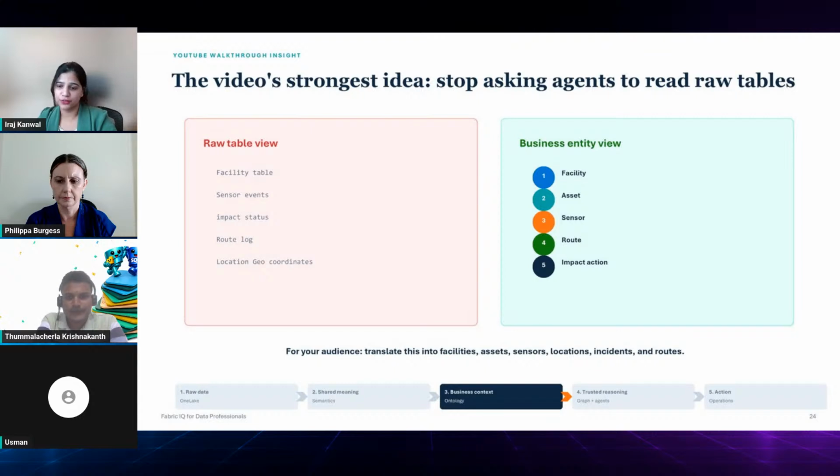In the business entity view, the agent works with concepts like facility, mission, task, telemetry, and maintenance action. Translating that back to our facility use case, we have asset, sensor, location, incident, route, and mission impact, right? So if the user asks about a business entity, the ontology can hide the storage complexity and the raw data behind it, and binds those entity properties back to the underlying data. The abstraction is powerful because it does not just remove the need for data engineering, it makes the output of the data engineering usable by humans and agents in business terms.